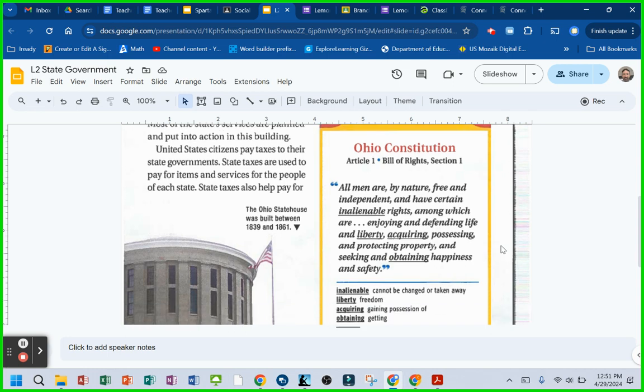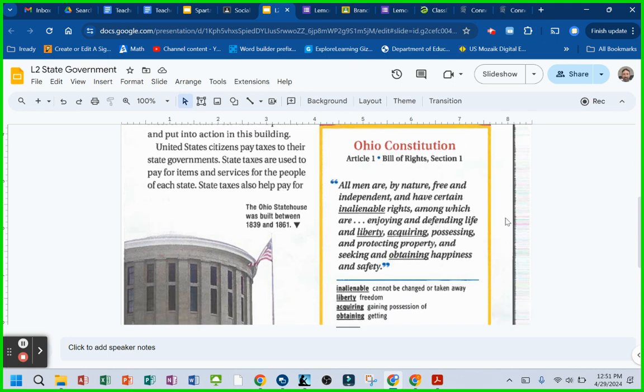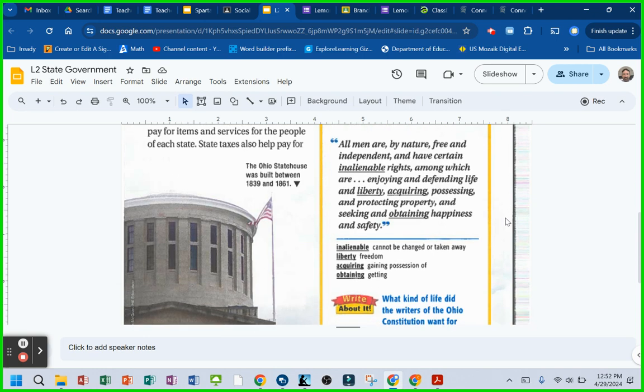All right, let's take a look at this. Article 1, Bill of Rights, Section 1. All men are, by nature, free and independent and have certain inalienable rights, among which are enjoying and defending life and liberty, acquiring, possessing, and protecting property, and seeking and obtaining happiness and safety. That's part of our Ohio Charter.